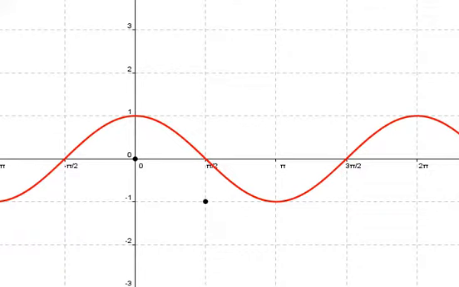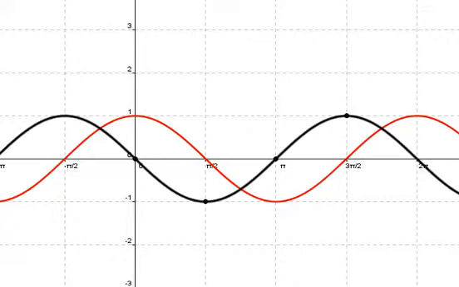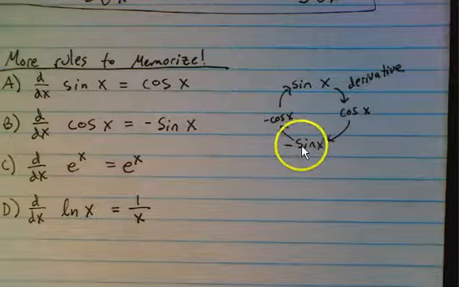At pi, the slope is 0 again. At 3 pi over 2, that slope is 1. And when we connect those, we see a negative sine curve, just like we had right here.